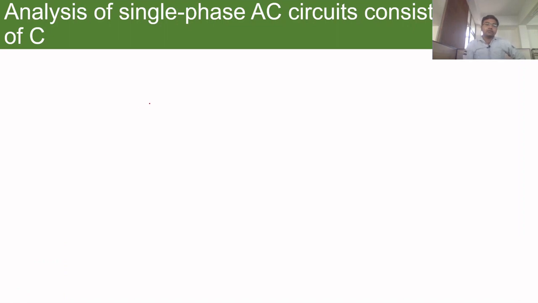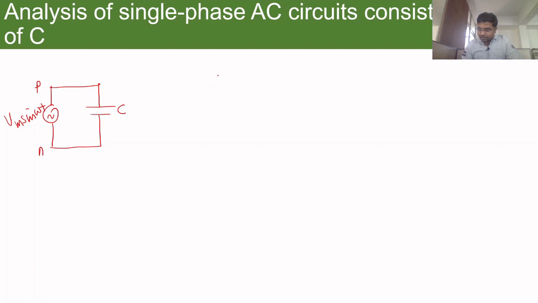Let's understand the analysis for purely capacitive circuits. So again, here we have two terminals in AC, one is a phase, other is a neutral. And if we connect it with a capacitor, then how exactly the current and voltage waveform will look like. So V can be given as Vm sine omega t.